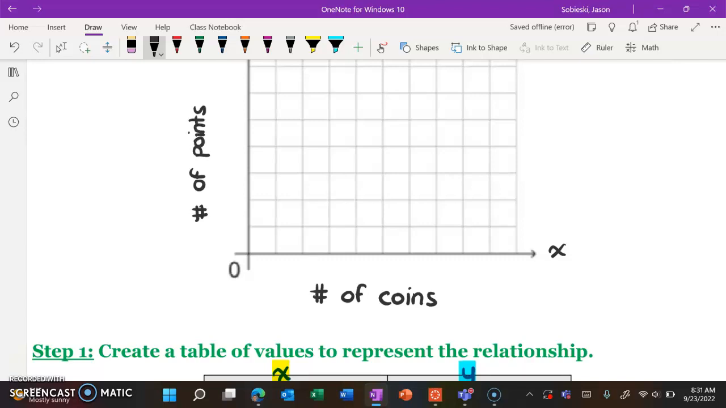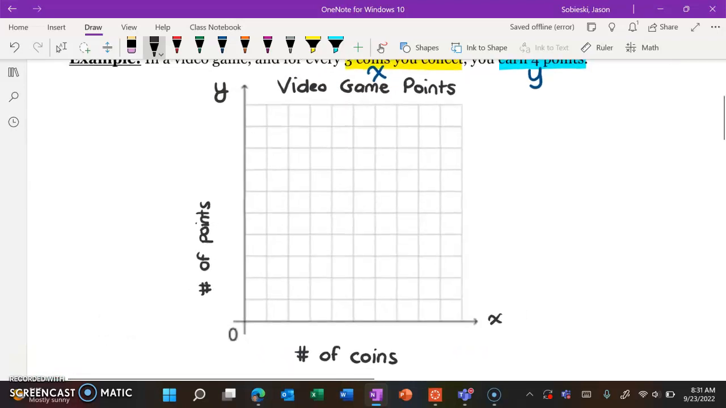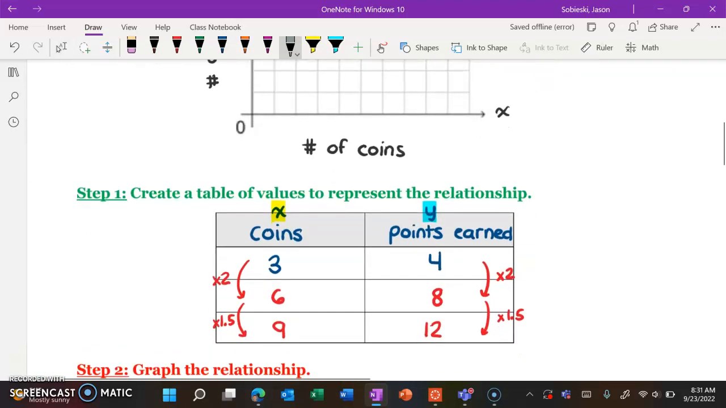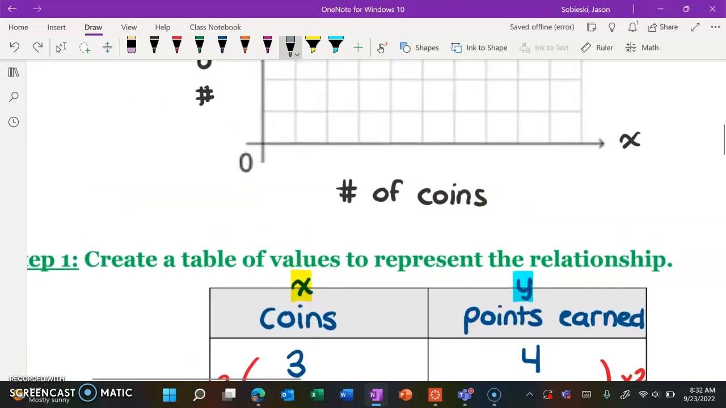Okay, so we have all of our labels and title filled out. Now we need to think about scales for the x and the y axis. So if we look at coins, we have 3, 6, and 9 that we're going to need to graph. So why don't we just count by ones? So we're going to do 1, 2, 3, and so on. Again, because the highest that we need to be able to graph is a 9, so might as well count by ones.